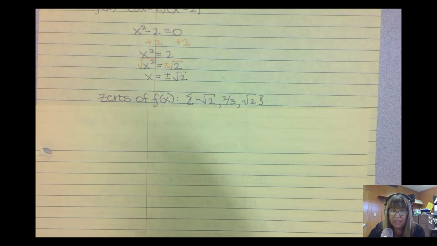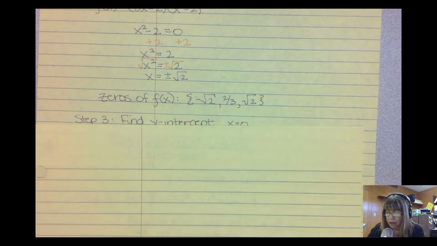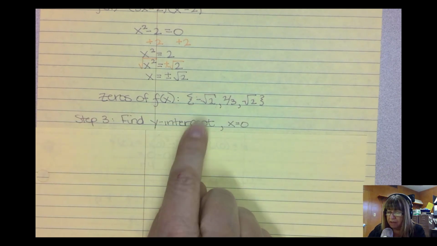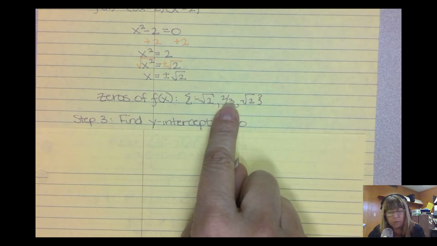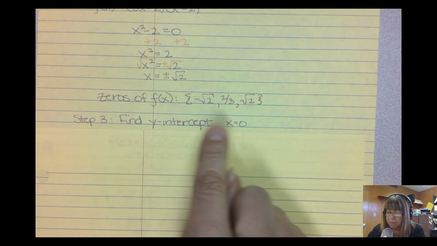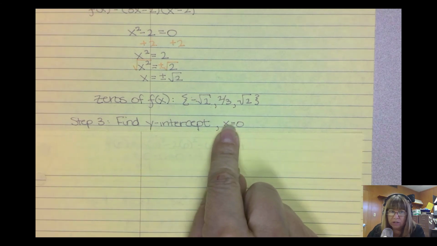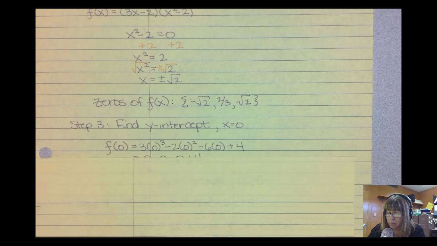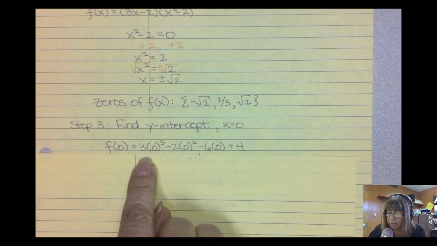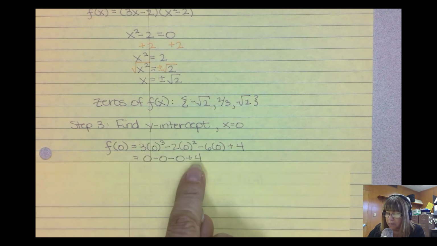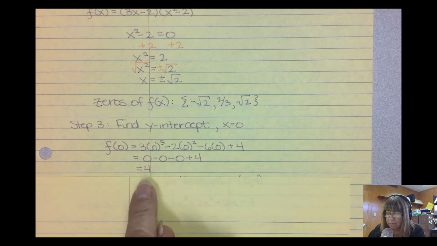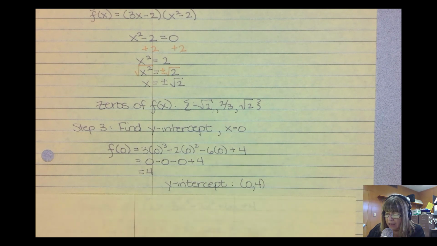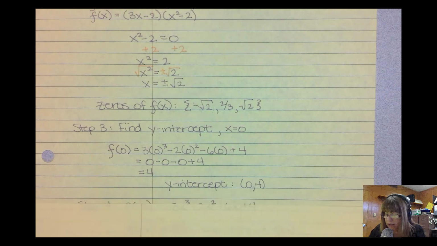So we know the zeros. These are x-intercepts. Now let's find the y-intercept. Since we know what the x-intercepts are, let's find the y-intercept. The y-intercept is when we plug in a 0 into the function and calculate what that is. So I'm going to go back to the original function, plug in a 0. And once we do that, we get zeros everywhere but a plus 4. And therefore our y-intercept is plus 4. Okay, that's another point that gives us a good idea about what this graph is going to look like.